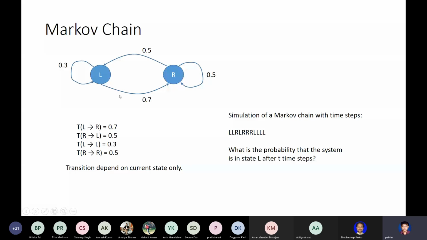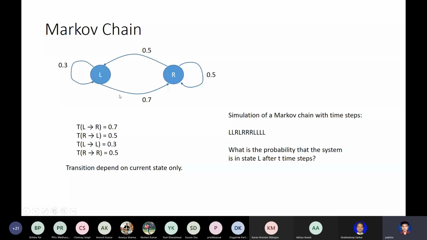For example, if we just look at every time instance where the person is, we'll see a sequence like this: L, L, R, R. So basically I am running the Markov chain, or the actual term is I am simulating the Markov chain with time steps, and then I get a sequence like this.